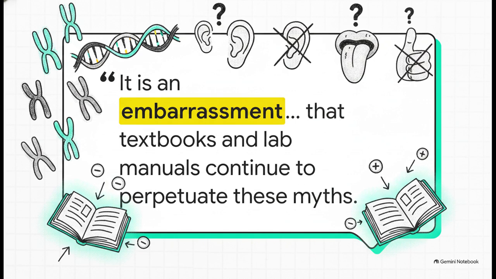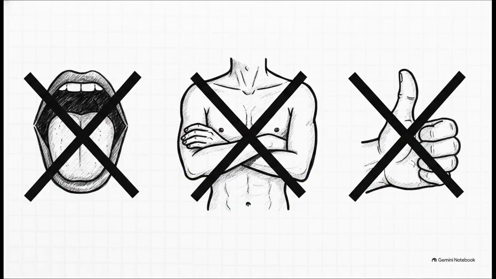He says, "It is an embarrassment to the field of biology education that textbooks and lab manuals continue to perpetuate these myths." He's talking about the classic human traits used in biology classrooms everywhere to teach basic dominant and recessive genetics. Think about it. Have you ever been asked in a class to see if you can roll your tongue? Or maybe to fold your arms to see which one rests on top? Or to check if you have a hitchhiker's thumb?